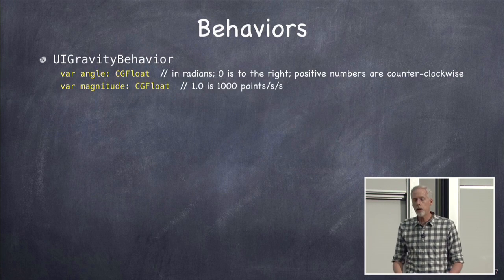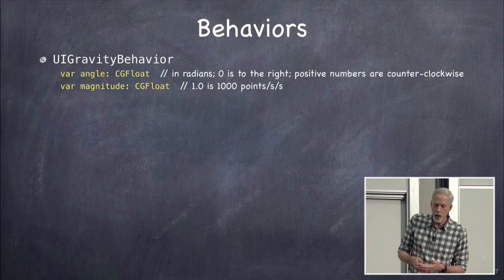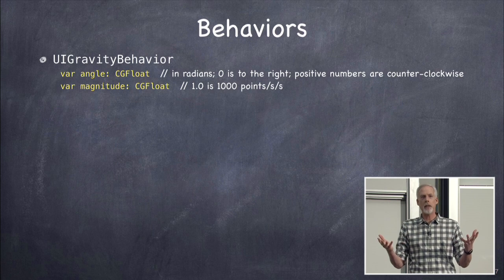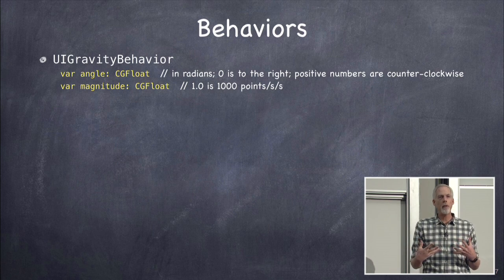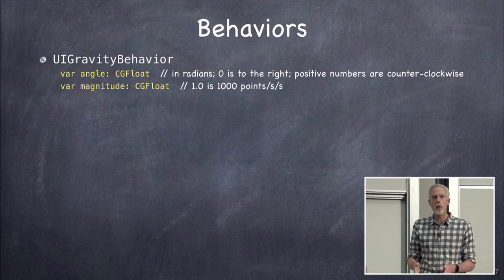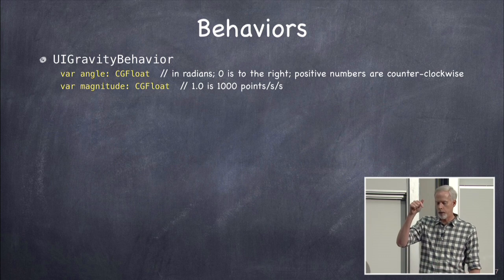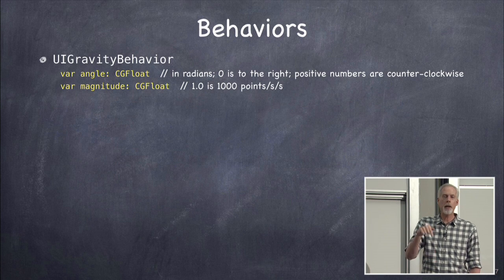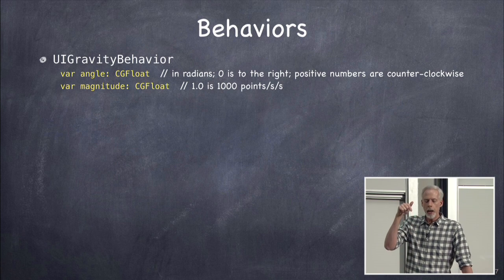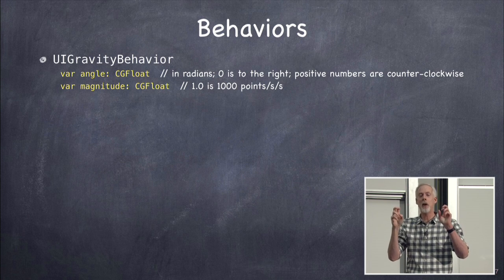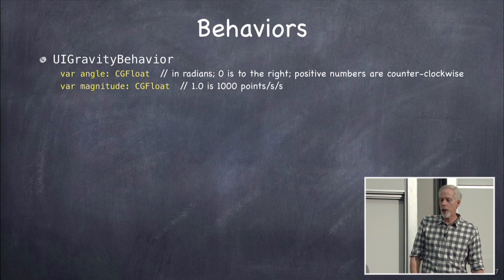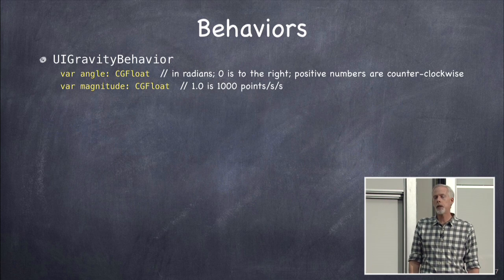All right, let's talk about some of the specific behaviors. There's gravity behavior. So gravity behavior, it's just like gravity. And by default, when you create a gravity behavior, the gravity is down, which means kind of down towards the home button, basically in portrait mode. And its magnitude is 1g, okay, 1.0. And 1.0 means 1,000 points per second per second.